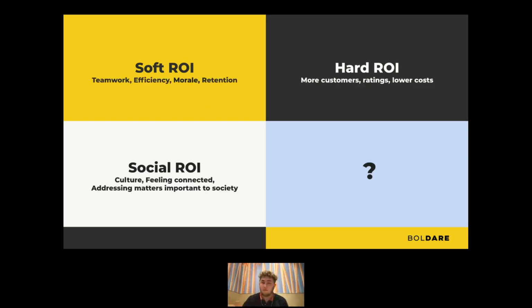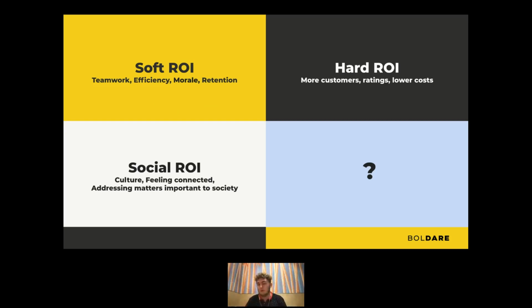And obviously there are hundreds of things that you will find there, like more customers, ratings, lower costs. That's super simple. But how to look at teamwork, how to look at efficiency, how to measure morale, retention? Maybe that's still pretty well known. We got some approximations of how to do it well, but there is also this social ROI: the culture, the feeling connected, addressing the matters that are important to you, and how to put this online in these COVID times. This is super hard, right? So that's another ROI to look at.